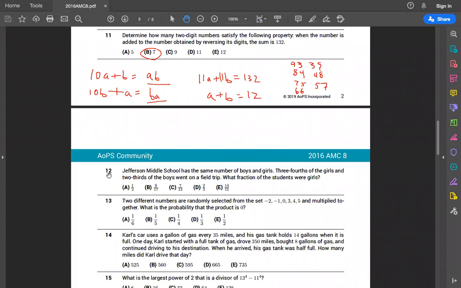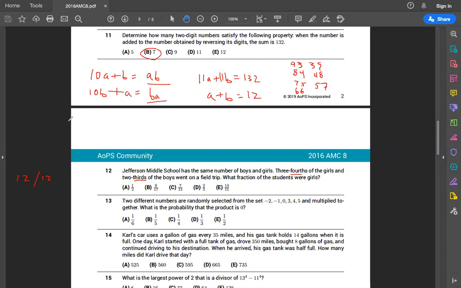Okay, so we can just assume that there are 12 boys and 12 girls. And the reason I'm using 12 is because they're using fourths and thirds, so we need a number that's divisible by 4 and 3. Otherwise, we will have fractions of a student, and that would be a problem. So we can use 12 and 12, and then we can just scale this up based on however many students there are.